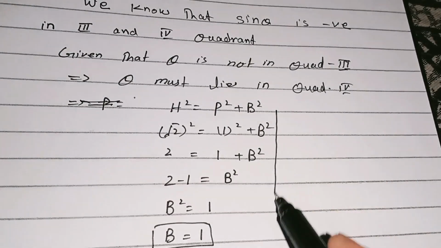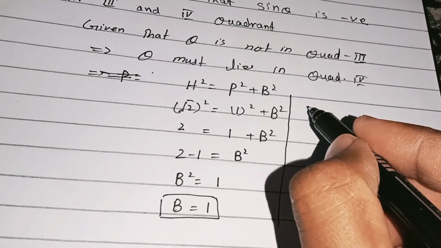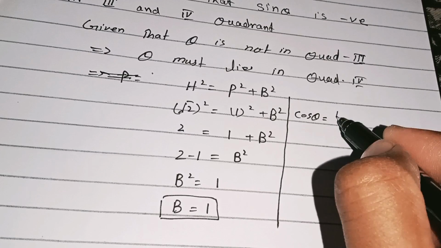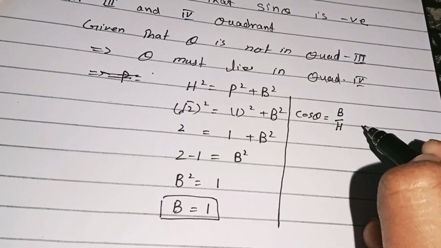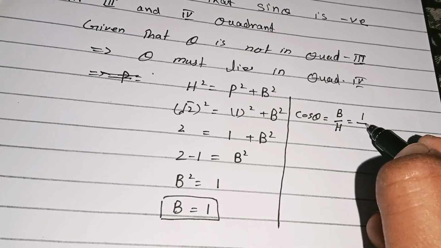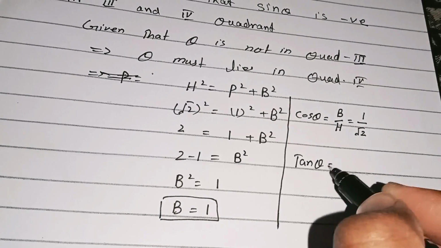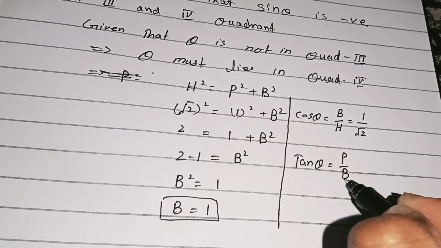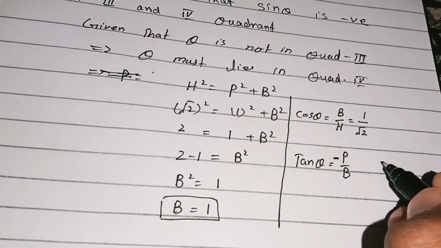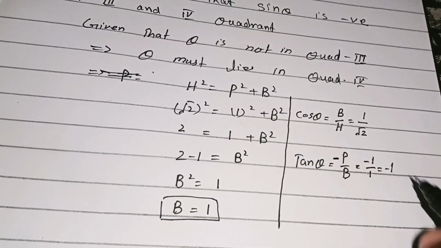Now we find the value of remaining trigonometric function. First of all, cos theta. Cos theta is equal to B over H, and in fourth quadrant, cos is positive. The value of B is 1 and the value of H is under root 2. Tan theta is equal to perpendicular over base, and in fourth quadrant tan theta is negative. The value of tan theta is equal to minus 1 over 1, is equal to minus 1.